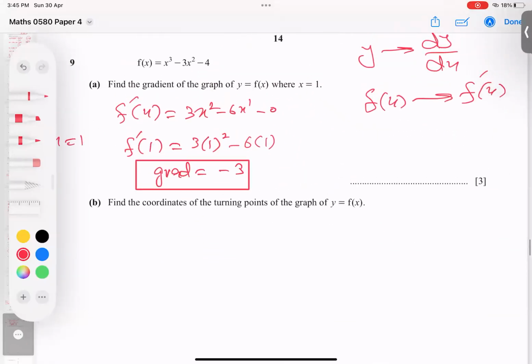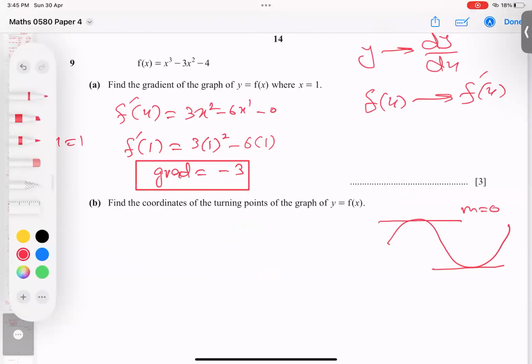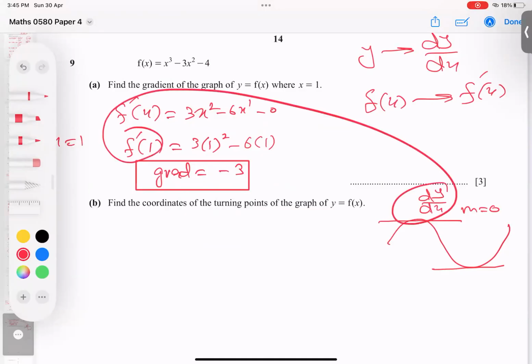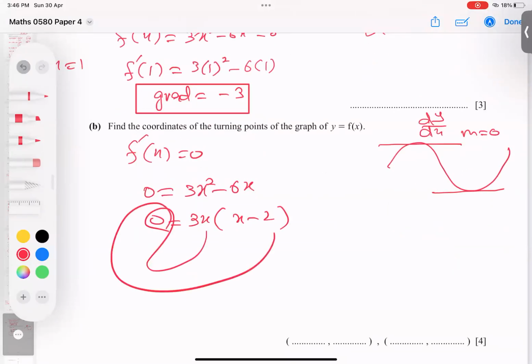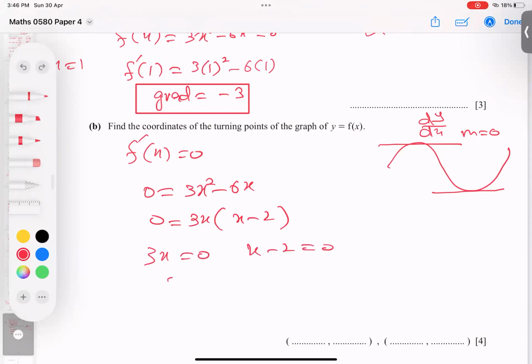Are you asking for the turning point? How to get the turning point when the curve turns? At the turning point, there is always a line parallel to the x-axis and the gradient is always 0. Gradient 0 means derivative 0 because derivative and gradient are the same thing. So I will plug in derivative 0 here. When f dash of x is 0, what will happen here, students? 0 equals 3x squared minus 6x. So 3x common out, I got x minus 2. Either this is 0 or this is 0, one by one. 3x equals 0 goes there and I got 0, and 2 goes to the other side and I got 2.